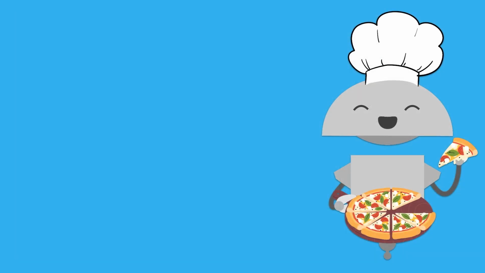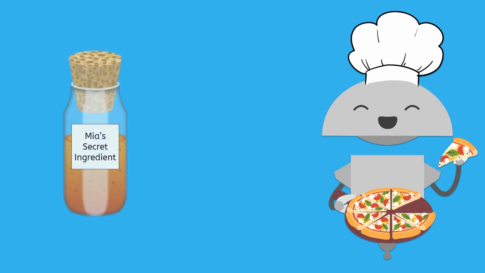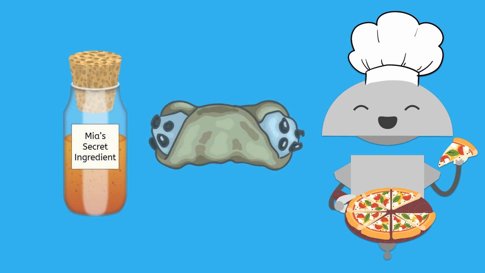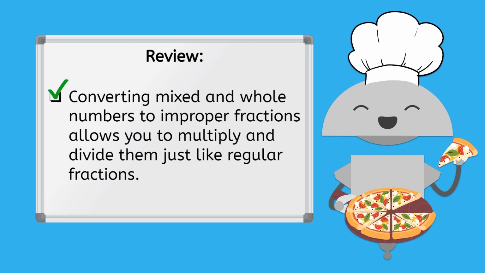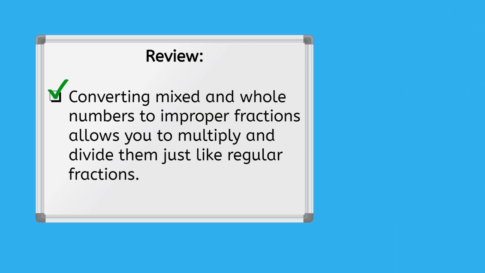Thanks to your hard work today, Mia knows exactly how much of her secret ingredient and cannoli ingredients she'll need for the contest. And you learned that converting mixed and whole numbers to improper fractions allows you to multiply and divide them just like regular fractions. Mia's off to practice for the speed round so she could beat last year's record.